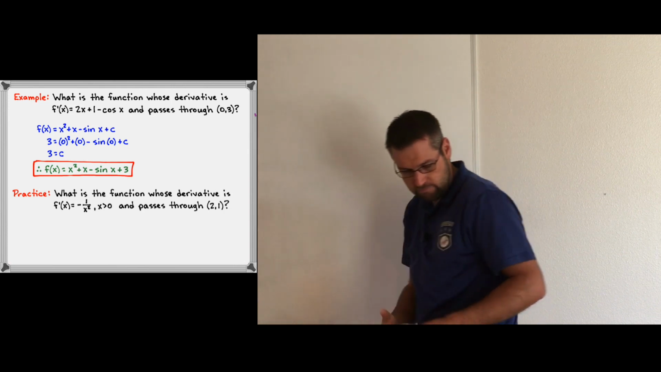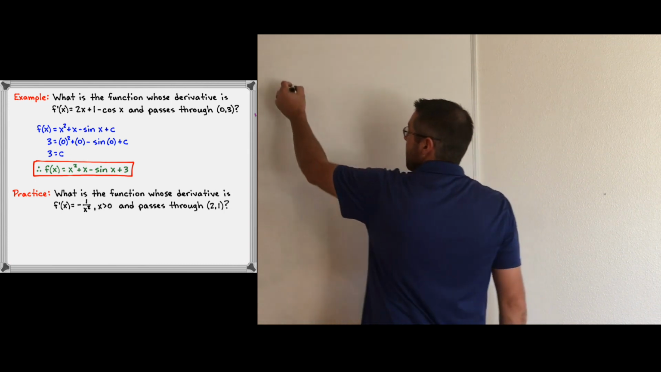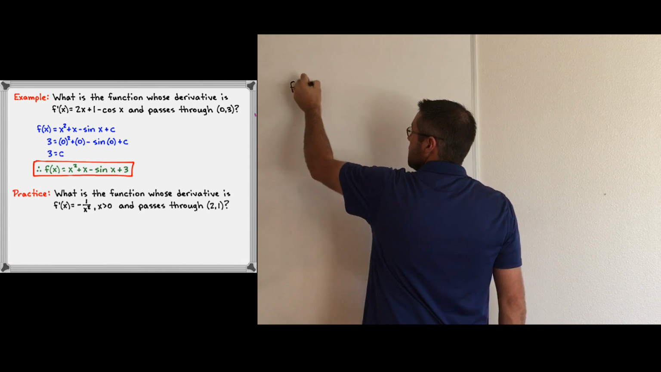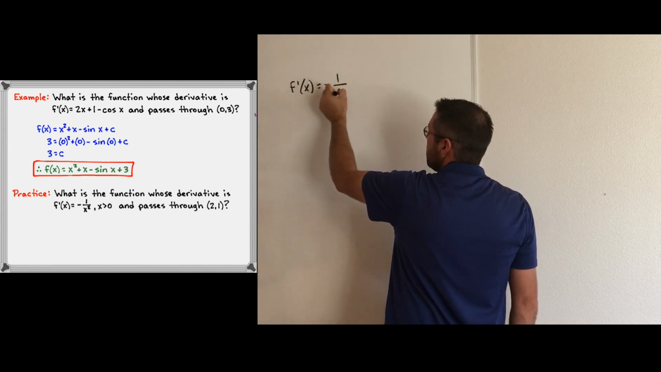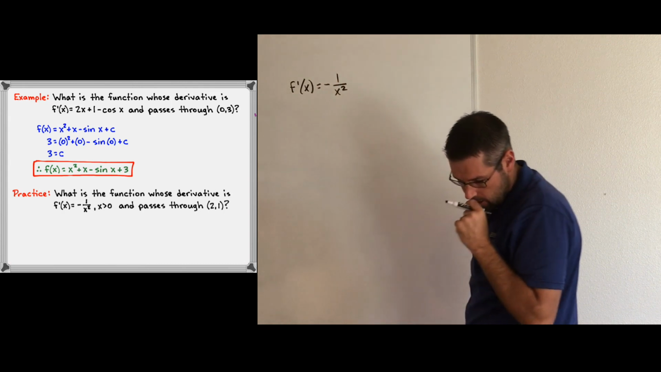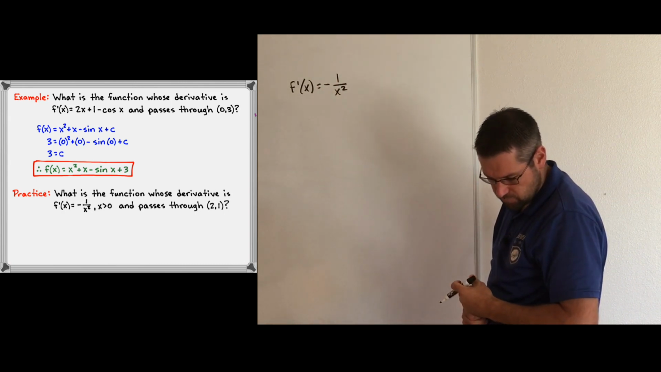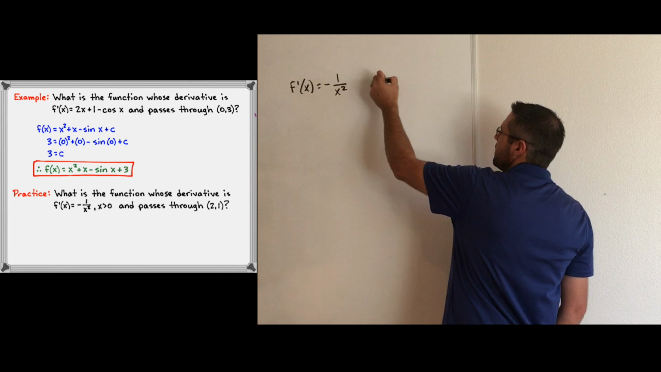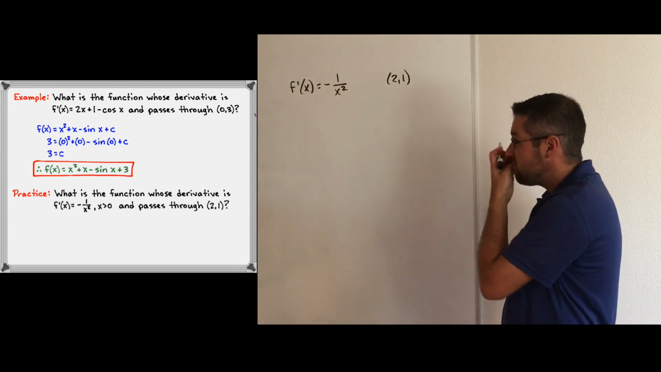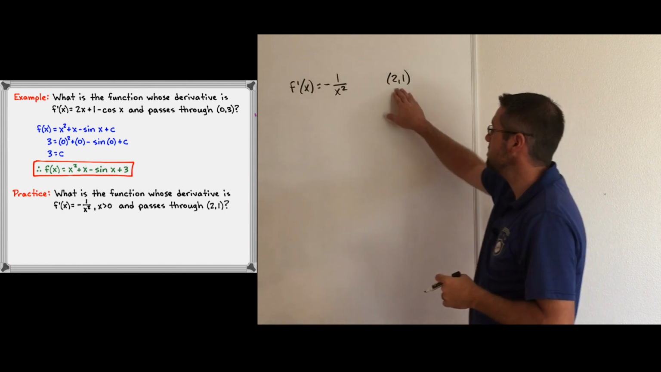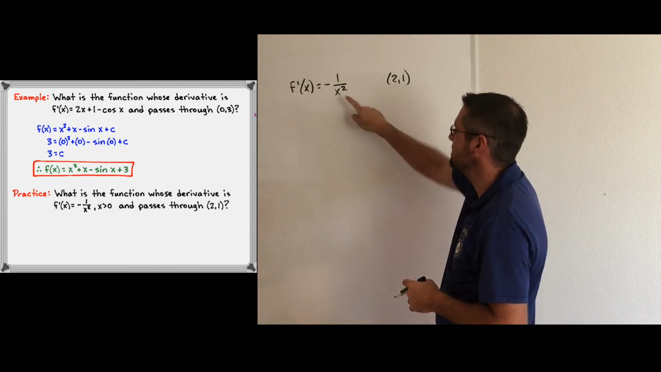This function, we have f prime of x is equal to negative 1 over x squared, for x greater than 0, and it passes through the point (2, 1). So we need to find the function that passes through this point whose derivative is this.